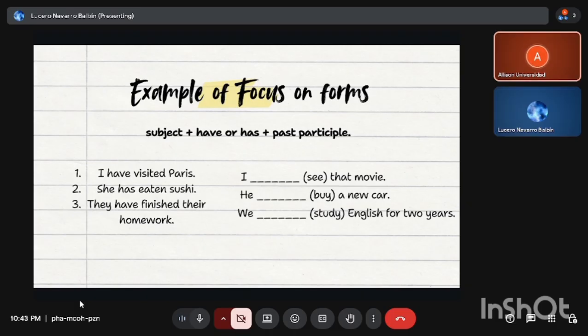Now, for homework, you're going to write 5 sentences about things you have done using the present perfect. See you next class. Thank you, teacher. Goodbye.